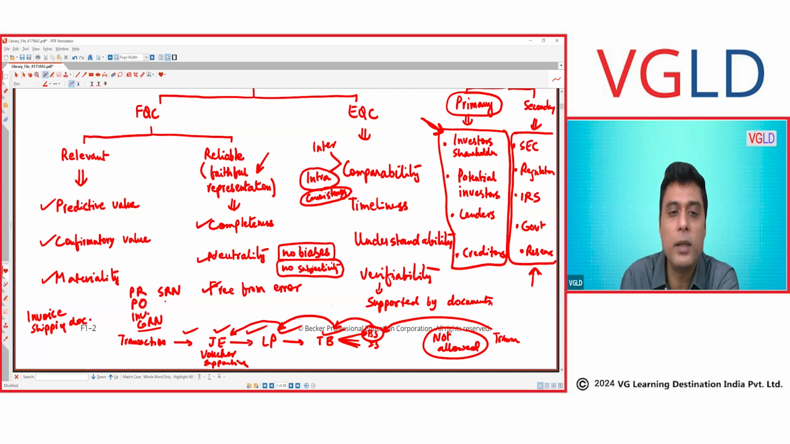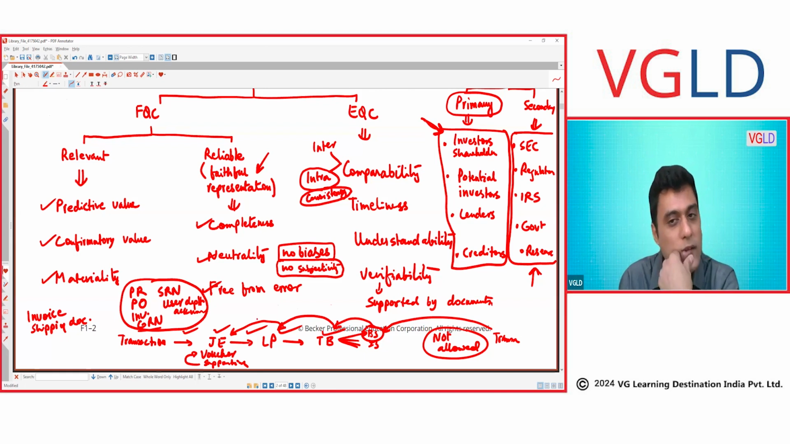And then finally, there could be a user department's acknowledgement that they have received the item, right? So there will be complete documentation, support that will go with the voucher. So that is the verifiability part.